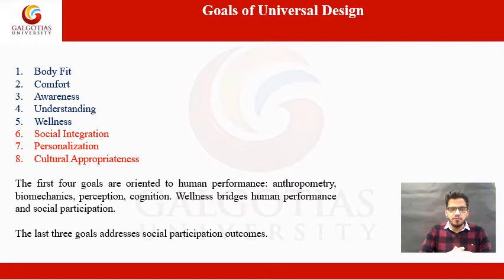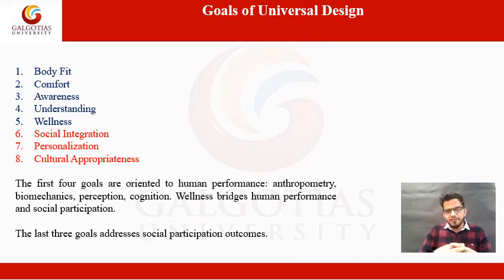The first goal of universal design is body fit. The second goal is comfort. The third goal is awareness. The fourth goal is understanding. The fifth goal is wellness. These top five goals are considered under the context of human performance. They can be categorized on the basis of how well a particular space is being used by the users. That space should have its design and standards based on the concept of anthropometry of the people.